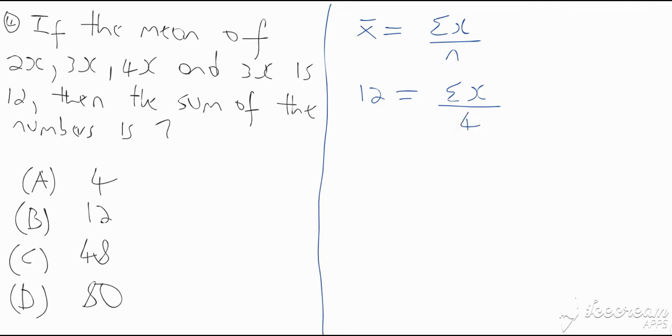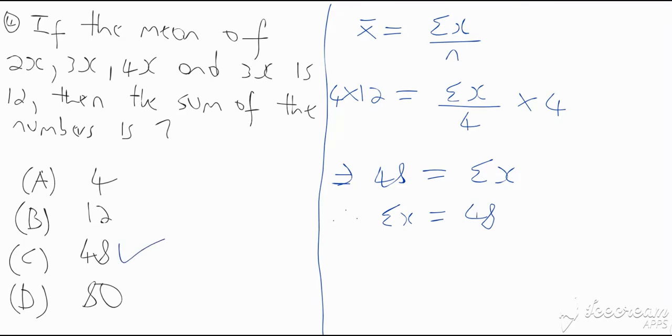Now, I don't have to literally find the sum of the values to work this question out. What I want is the sum of x, so I leave that as the variable. Now, how do I get the sum of x? Since we're dividing that by 4, we can simply multiply both sides by 4. So I'm going to end up with 48 equal the sum of x. Therefore, the sum of x is equal to 48. And that is exactly what we wanted. So my answer here is actually C.